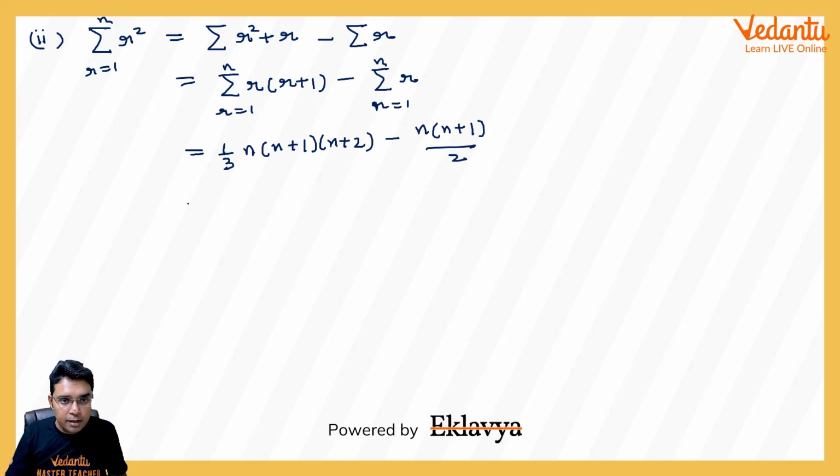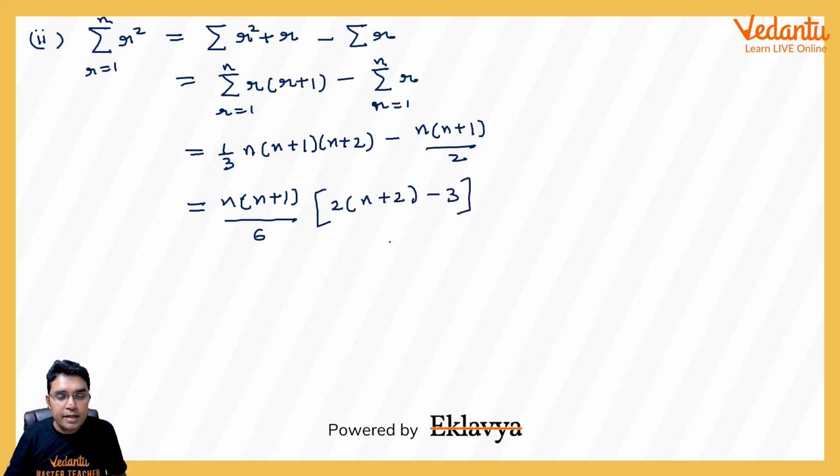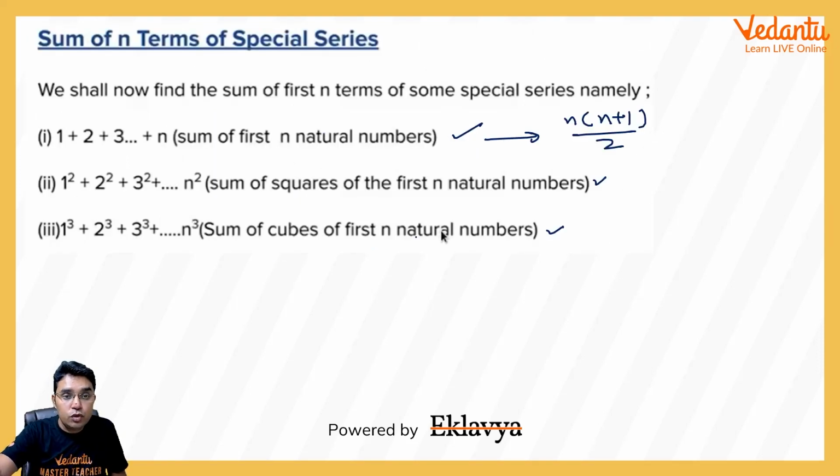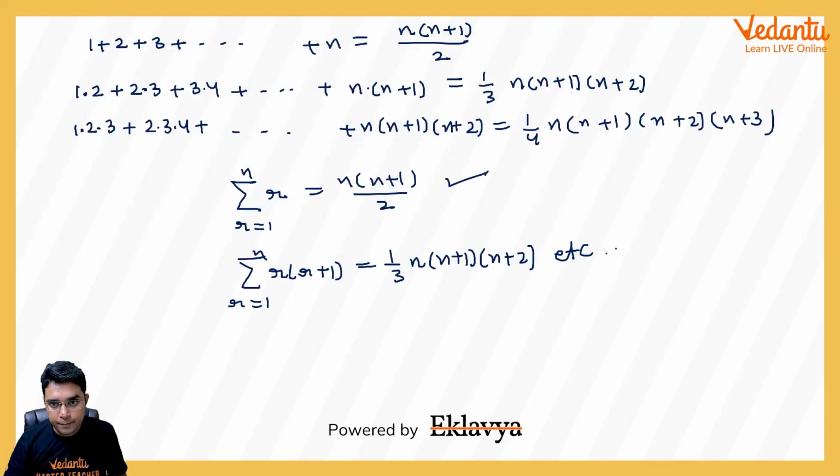So we can take n into n plus 1 upon 6 as common. Then here we will be getting 2 times n plus 2 minus 3. And I think that is the result, isn't it? How easy you can see. But for that you should understand what I said here.